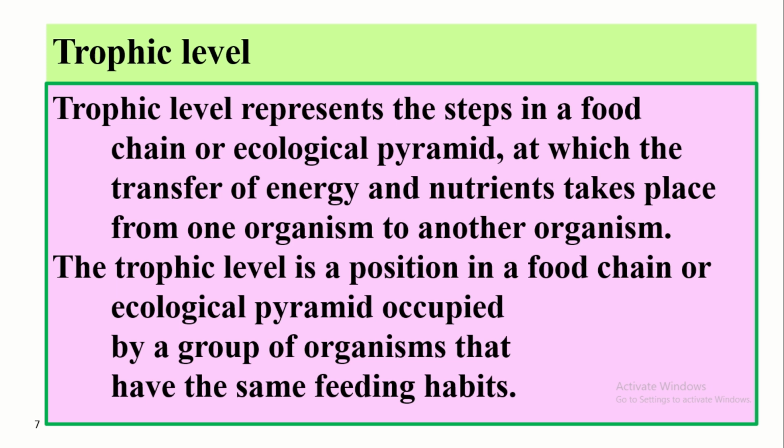Trophic level is the position in a food chain or ecological pyramid occupied by a group of organisms that have the same feeding patterns. So these are ecological groups. Herbivores are one ecological group, carnivores are another ecological group, tertiary organisms are another ecological group, although taxonomically they will be different.